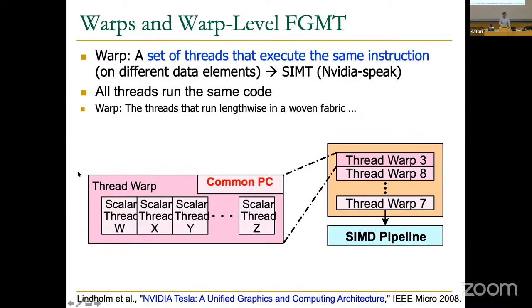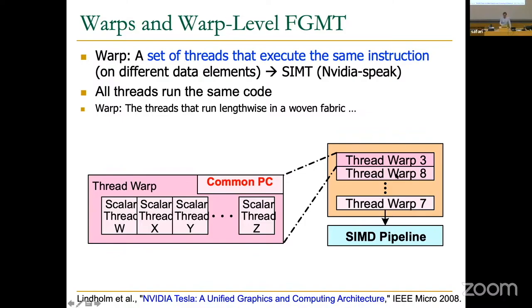So pictorially, this may look like this. You have a thread warp, and you have a common program counter. And a warp consists of a hardware-limited number of threads. That's a function of the hardware that you build. Each of them is scalar. And then you may actually buffer many of them. You may have thousands of them buffered, and then you feed them into a SIMD pipeline internally. In modern GPUs, you actually have tens of thousands of these threads buffered, if you will.